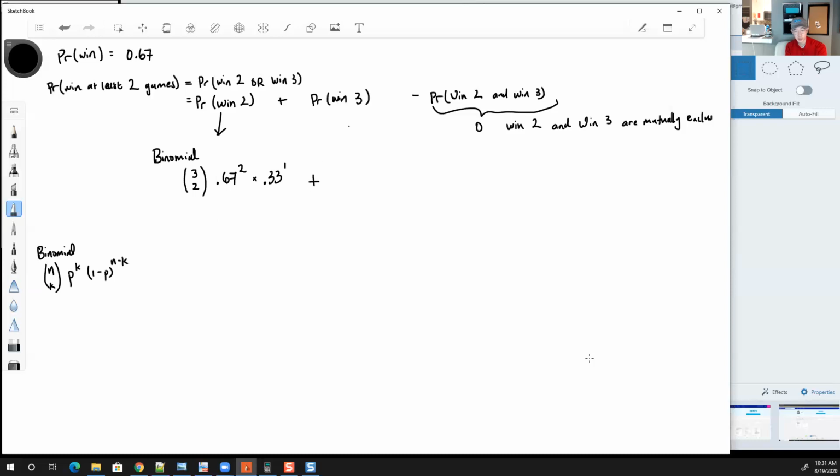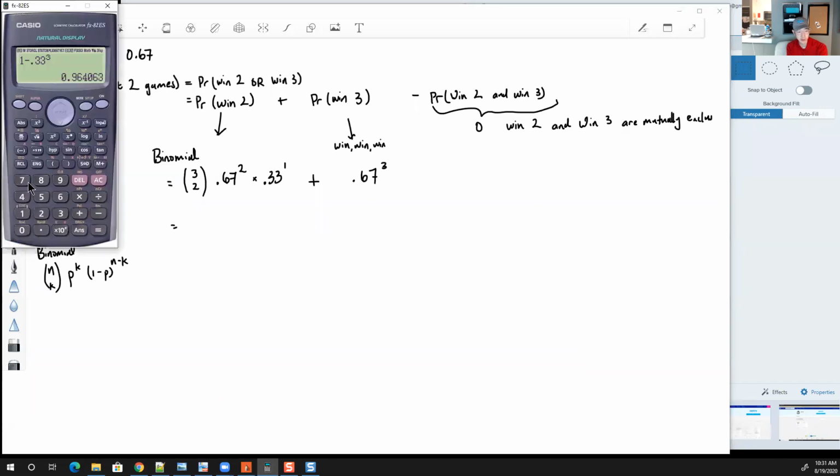Plus the probability of winning 3. I mean, we could do binomial, but this is also just the probability of going win, win, win, which is just 0.67 raised to the 3rd power. Okay, so the answer here: 3 choose 2 is 3, times 0.67, times 0.33.